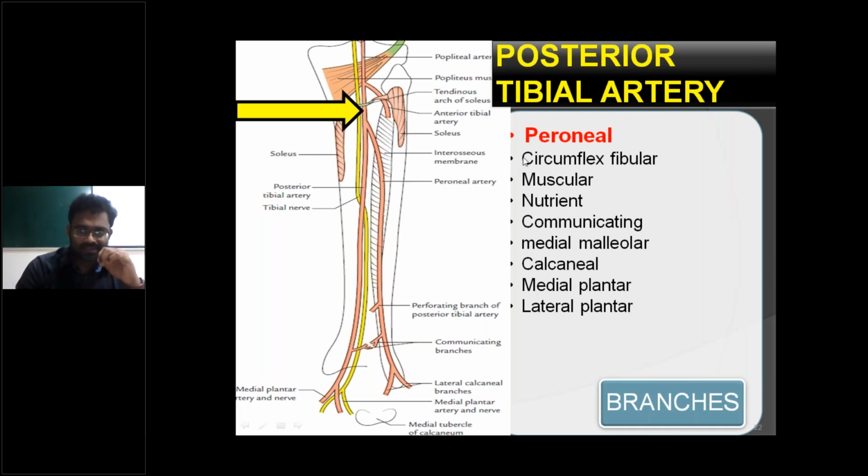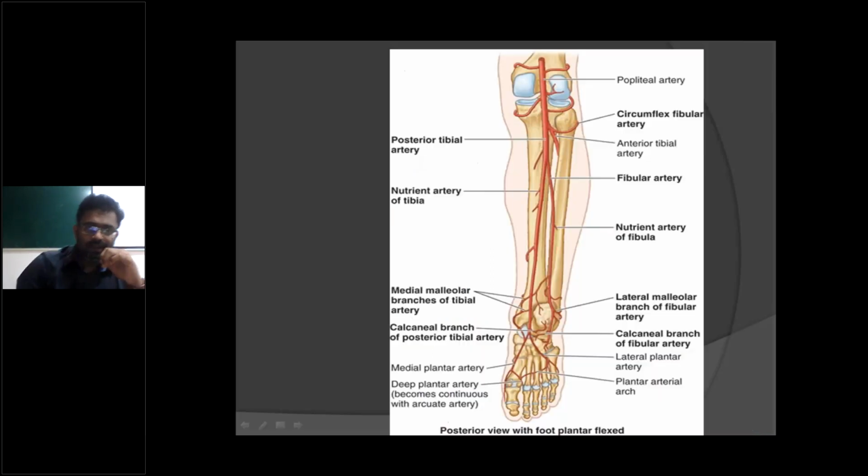Next one, circumflex fibular. The second branch is the circumflex fibular. In this picture, this is the posterior tibial artery. Here, the fibular artery.